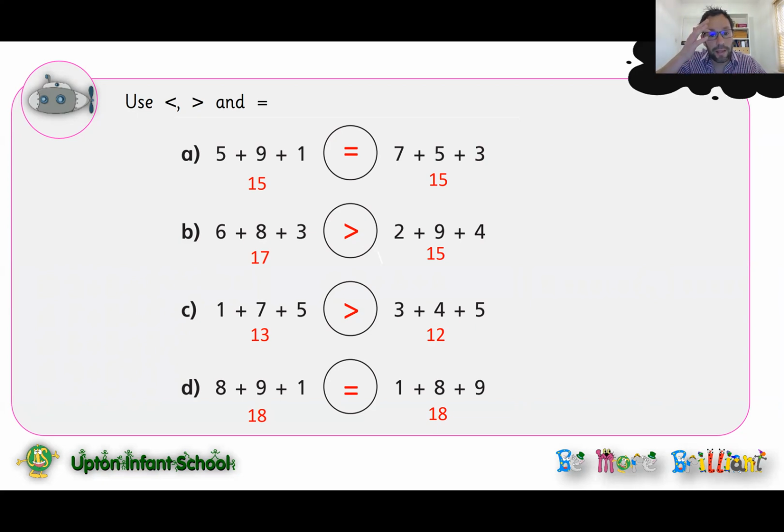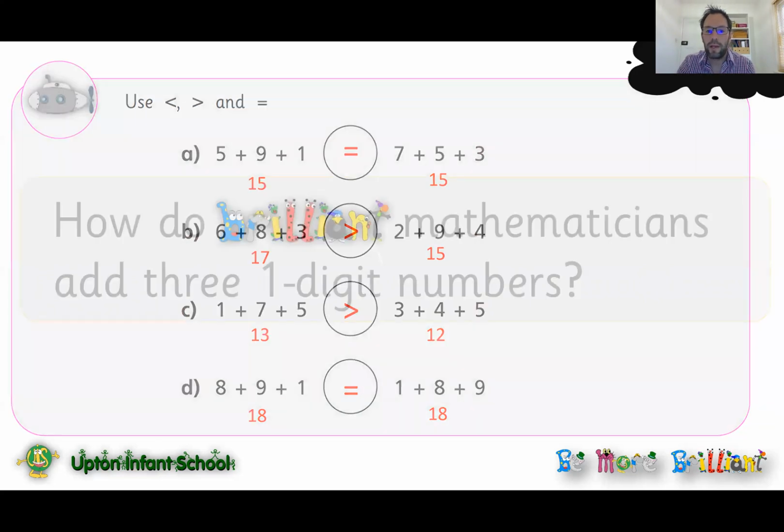And then question C, 1 add 7 add 5 makes 13, and 3 add 4 add 5 makes 12. So 13 is greater than 12. And the last one, 8 add 9 add 1. Well, 9 add 1 is 10. Add on the 8 is 18. And on the other side, we've got the same numbers, just in a different order. 1 add 8 add 9 is 18. And both sides balance. They are equal. Well done if you got those ones correct.